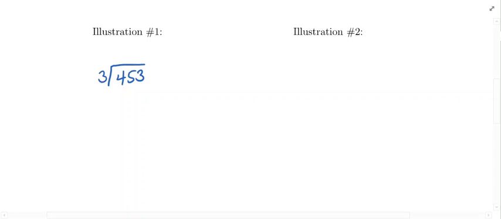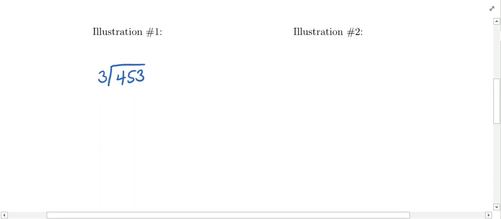So we're trying to figure out how many times does 3 go into 453. Let's remember how to do this. This is the process of long division, but like I said, we're mostly going to use synthetic division when we're working with polynomials. So just hang tight. I'll show you how to do that. All right, so here we go.